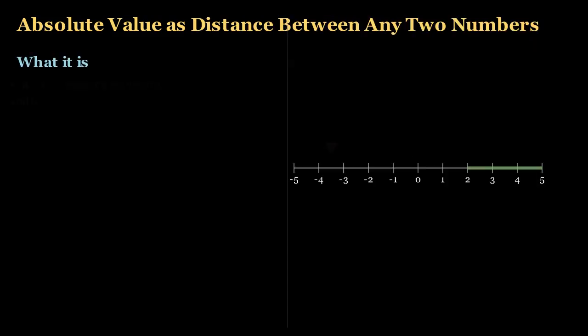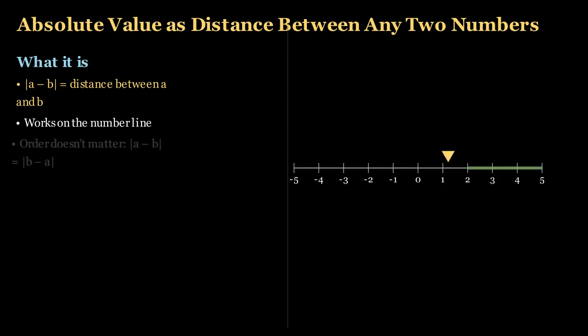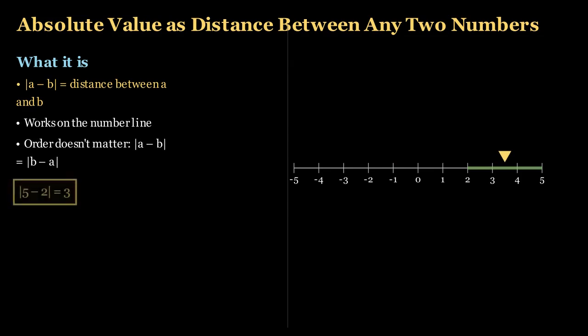We already know that absolute value tells us how far a number is from 0. But we can use the exact same idea to measure the distance between any two numbers on the number line. If you have two numbers a and b, the expression |a - b| simply means the distance between them. It doesn't matter which one you write first, because distance is always positive. The distance from 5 to 2 is 3, and from 2 to 5 is also 3. So |a - b| is a ruler that measures the gap between any 2 points.